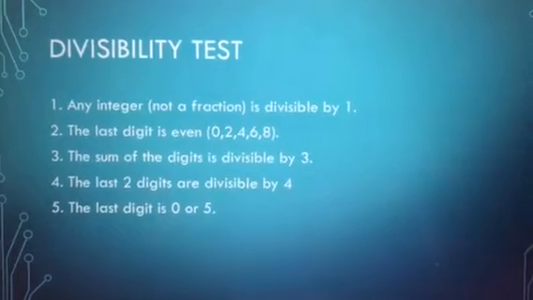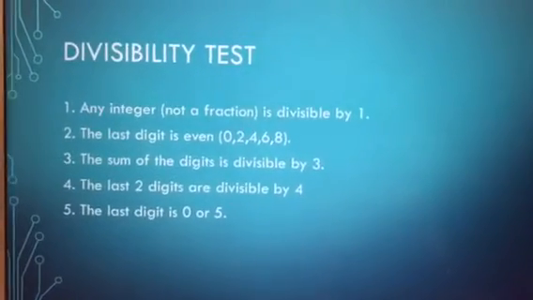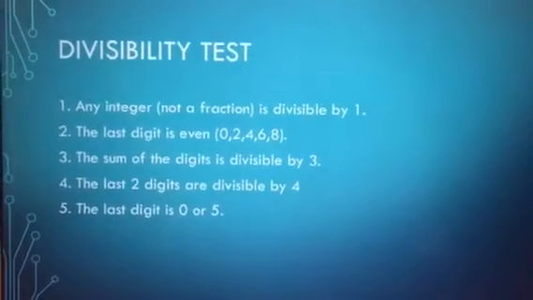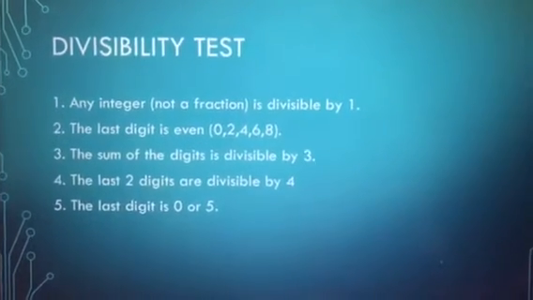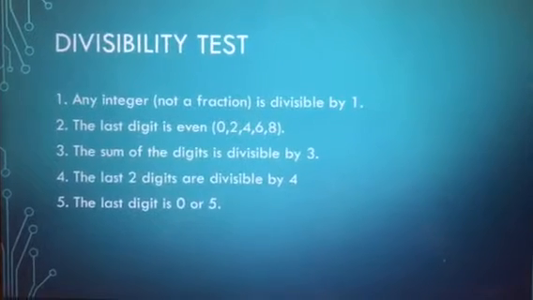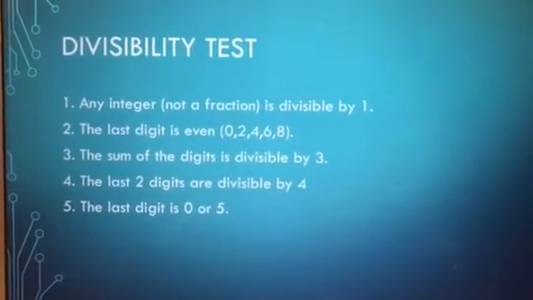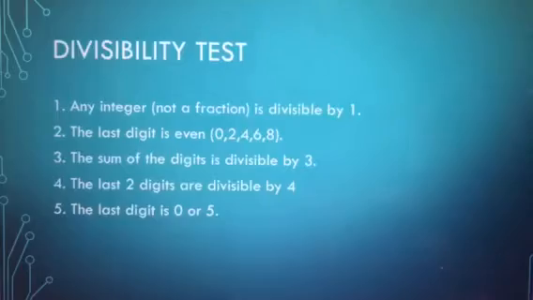For 2, the last digit, if it's even, it's divisible by 2. For 3, the sum of the digits is divisible by 3. For 4, if the last two digits are divisible by 4. For 5, the last digit has to be 0 or 5.